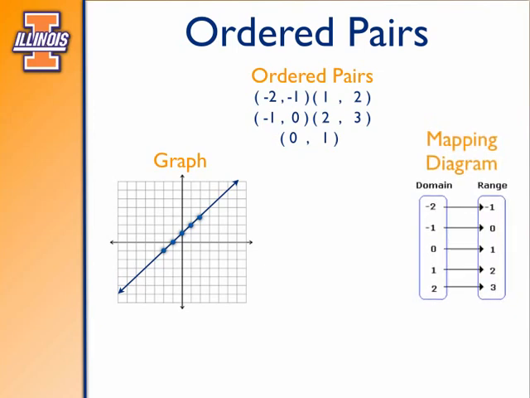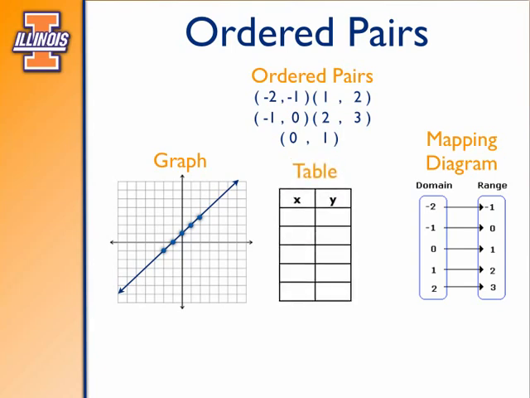Now I know I can create a mapping diagram. I take all of my x values, I place them in the left-hand side. I take all my y values, place them on the right-hand side. So then I take each ordered pair and I connect it with an arrow. So -2 goes with -1, -1 with 0, 0 with +1, 1 with 2, and 2 with 3. I connect the ordered pairs.